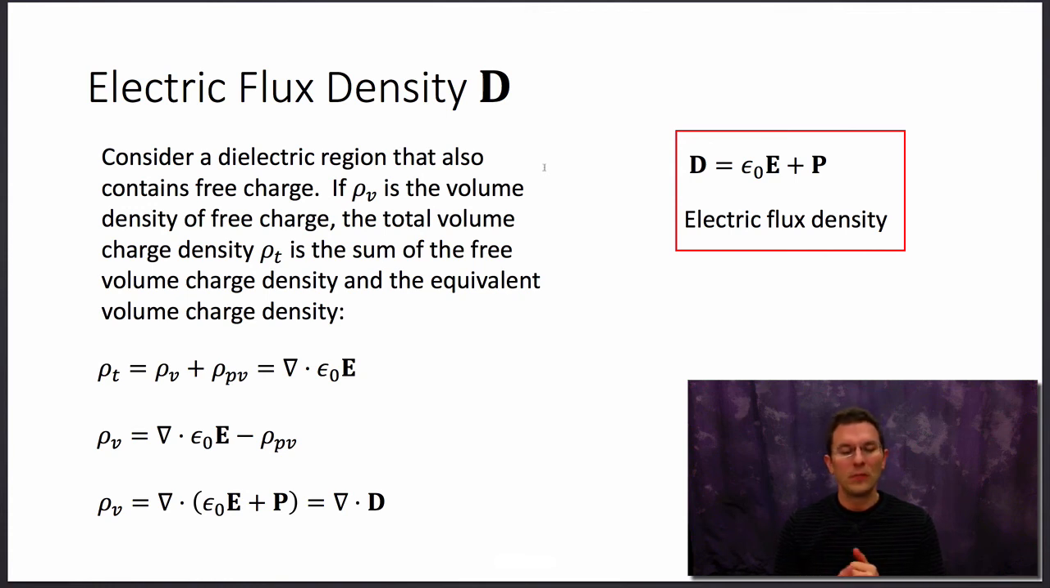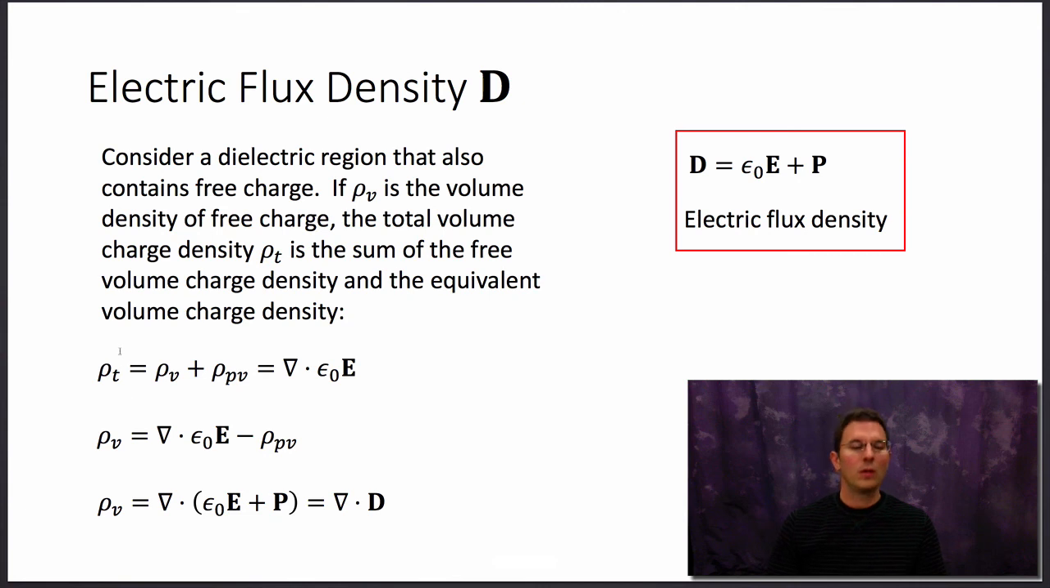Okay, so within our material, we have atoms that have a positively charged nucleus surrounded by a negatively charged electron cloud. And then also we have some electrons that aren't bound to a nucleus and can move around, and those are considered free charges. So we're going to say we have a region that has both of those. Let's say rho sub v is the volume density of free charge. Then the total volume density will be the sum of the free volume charge density and the equivalent volume charge density. So that's what this equation right here says.